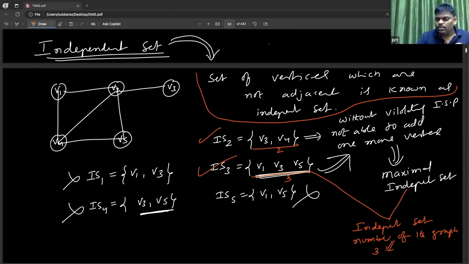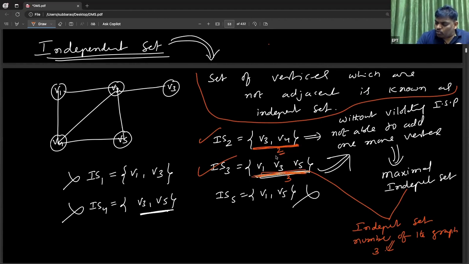Yeah, I see Jaya is asking something. Sir, only vertex 2 is the maximum. What is the meaning of vertex 2 being maximal? See, you cannot add one more vertex. It is also a maximal independent set.